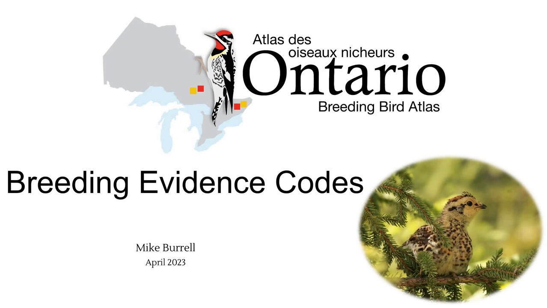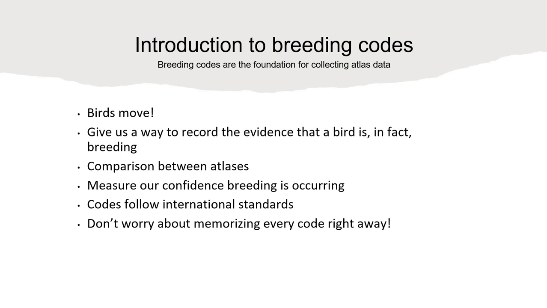In this video, we'll cover the basics about breeding evidence codes. Breeding evidence codes are the foundation for collecting atlas data. They're very important for us because birds move. They give us a way to record the evidence that a bird is in fact breeding, and a way to compare between atlases. They measure the confidence that breeding is in fact occurring, and these codes follow international standards.